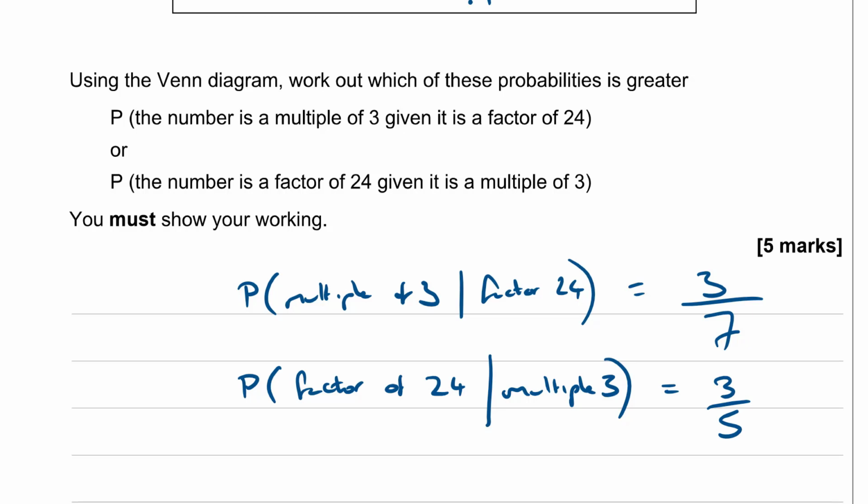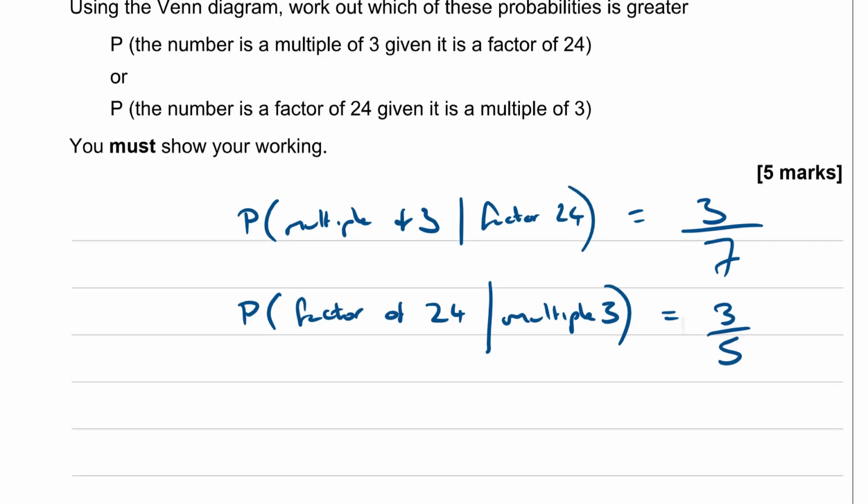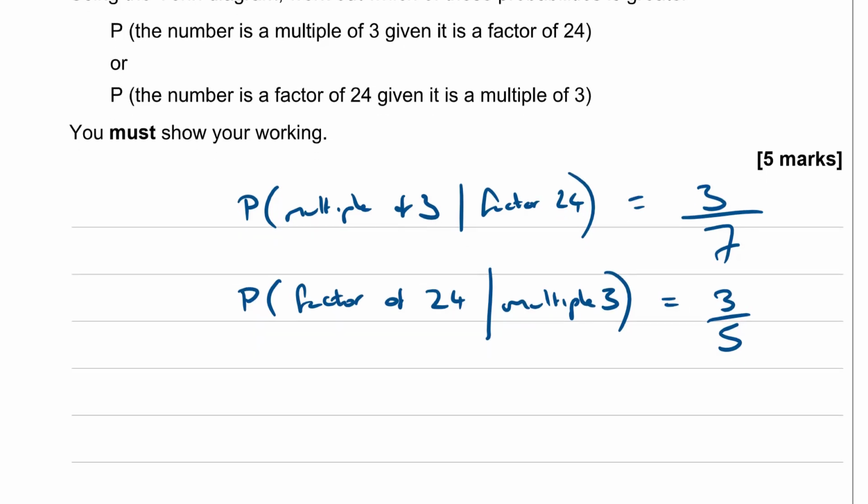So work out which of the probabilities is greater. So we can just say which is bigger, 3/7 or 3/5. I think 3/5 is greater. So let's just label this one as the greatest, as 3/5 is bigger than 3/7.